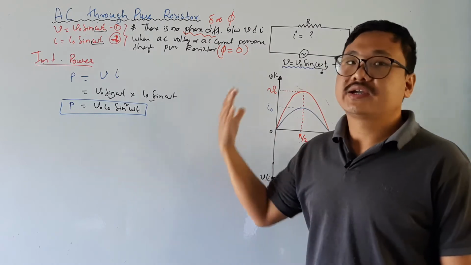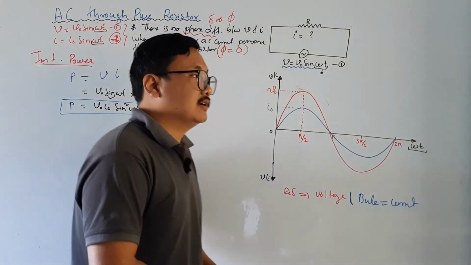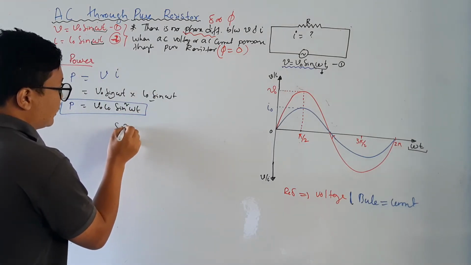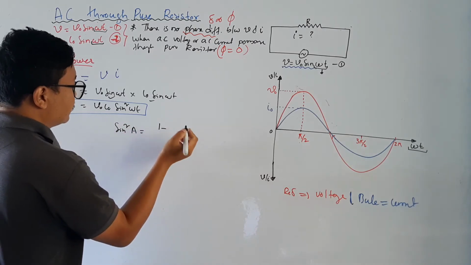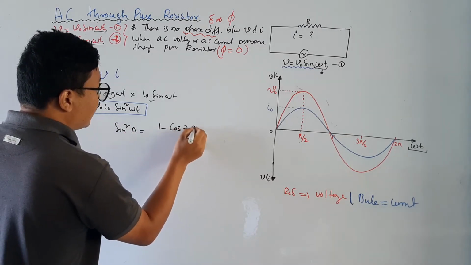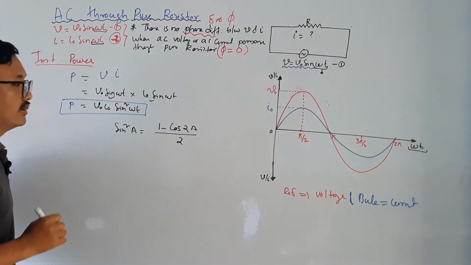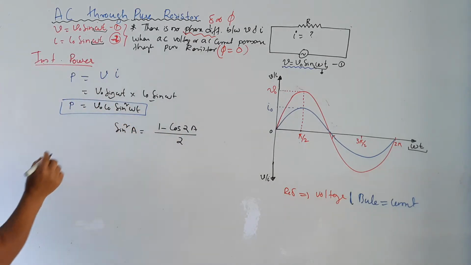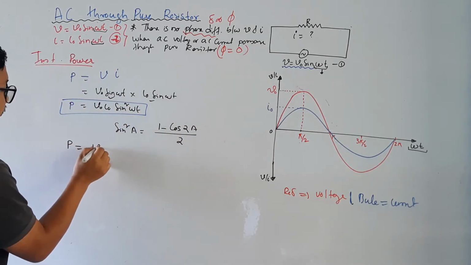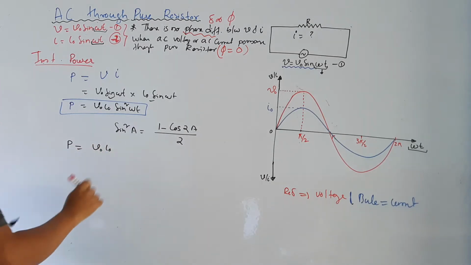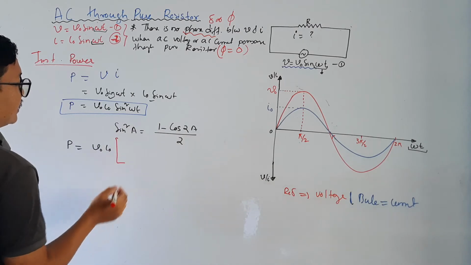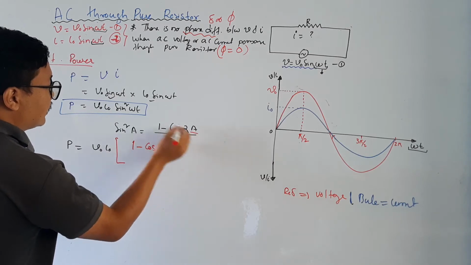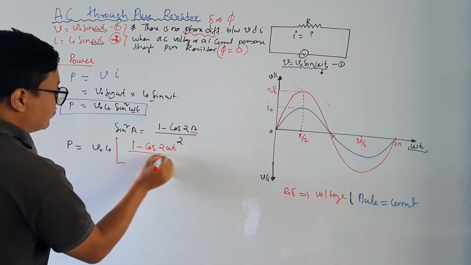So how to convert? We convert it by using a trigonometric identity. We have one formula: sin square A is equal to (1 minus cos 2A) divided by 2. So P will be equal to V0 I0, and I will open the bracket here. Sin square omega t, sin square A, will become 1 minus cos 2A, where A is omega t, divided by 2.